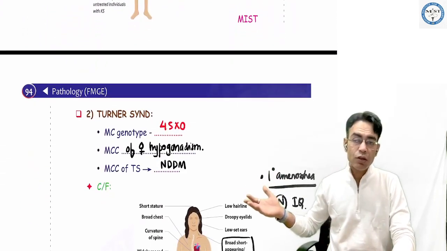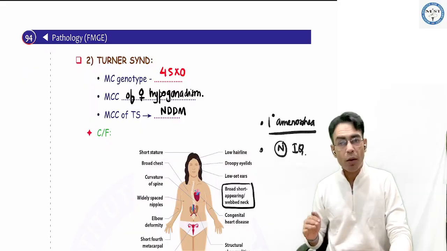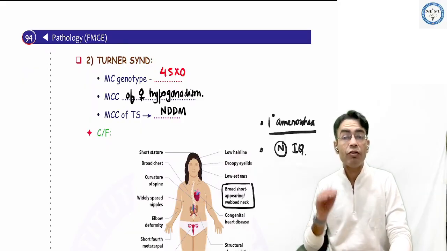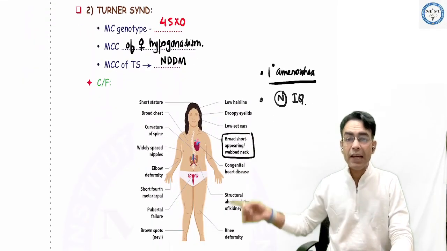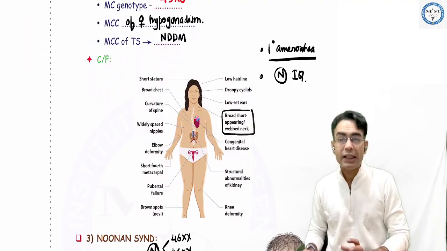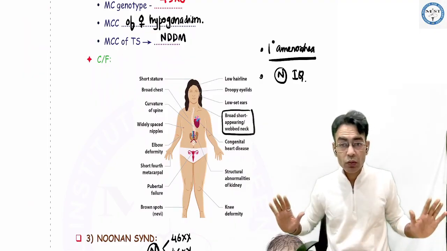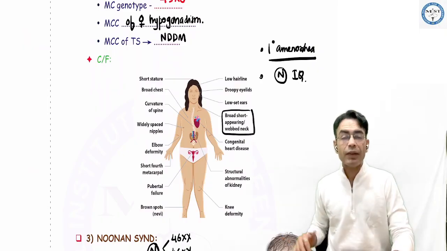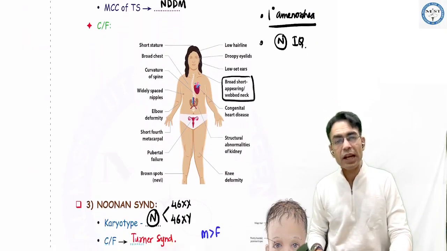In Turner syndrome, it is 45XO. Again, the most common cause is nondisjunction, and they are the most common cause of female hypogonadism. They are cases of primary amenorrhea. They have normal IQ, absolutely normal IQ. Again, hormonal replacement therapy can be given.